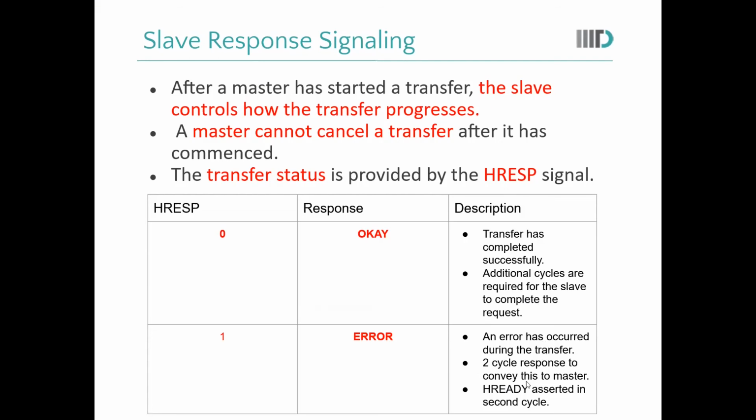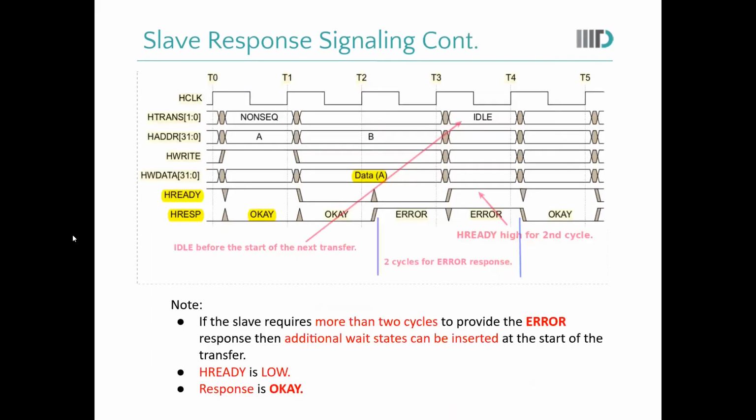But how does the master know that it is done? So moving on to the next slide. We have an HREADY signal. Whenever this HREADY is high, it means this is the last cycle of the error response, and the data in this cycle will be valid data.